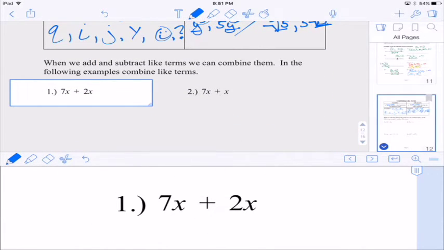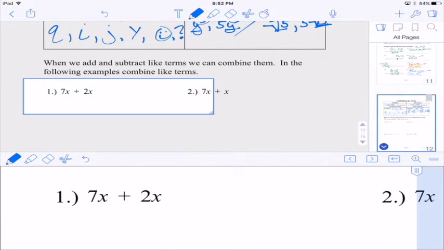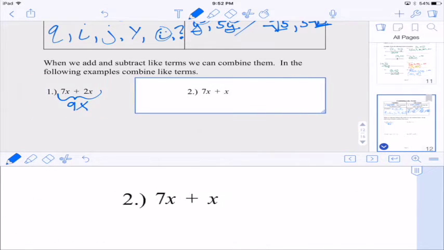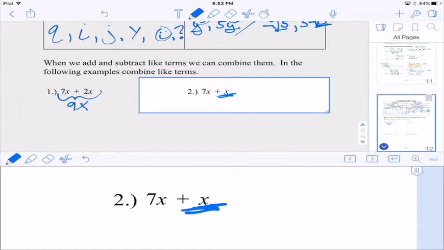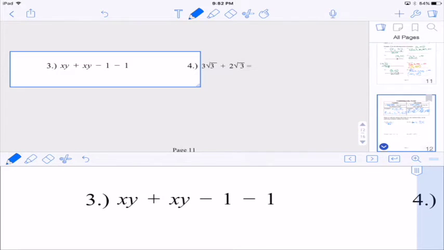Number one, we have 7x and 2 more x. If we have 7x and 2 more x, that's a grand total of 9 x's, right? We're just adding them. They're like terms because they both are x and they both have the same exponent. Number two is 7x plus x. So how many x's is this x? Well, there's only one, right? We don't always write that one, we just write it as x. So 7x and that one more x is 8x, okay? Grand total of 8x.